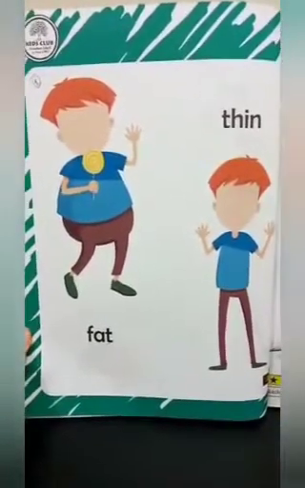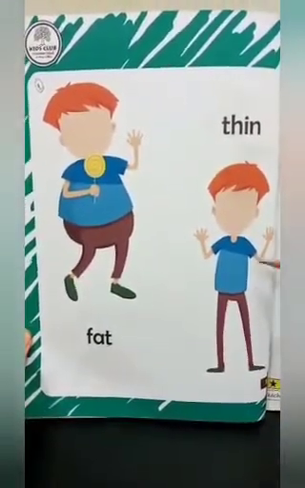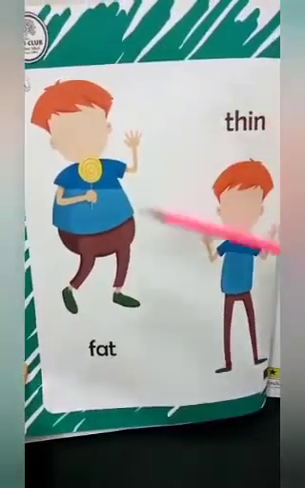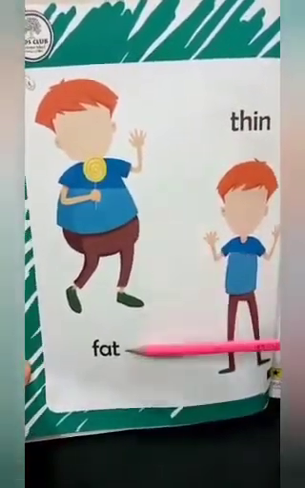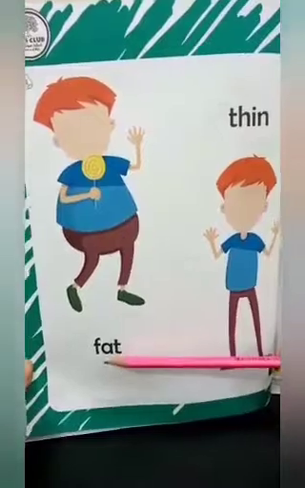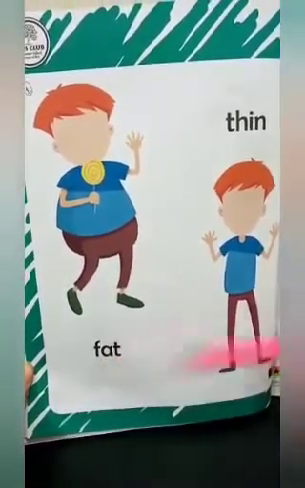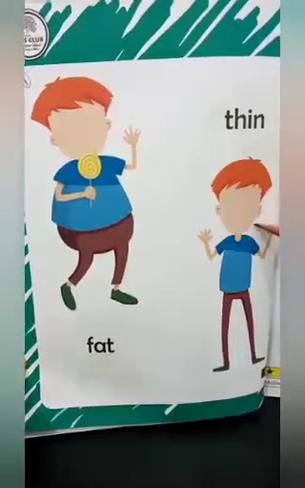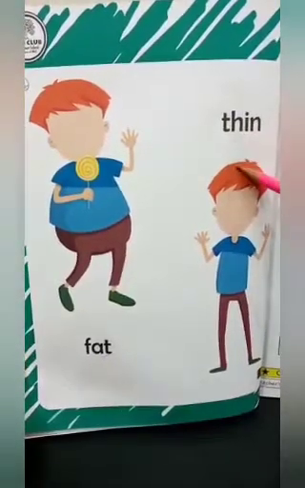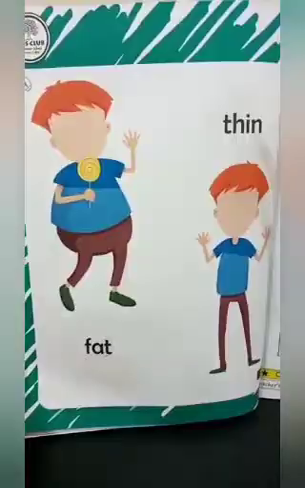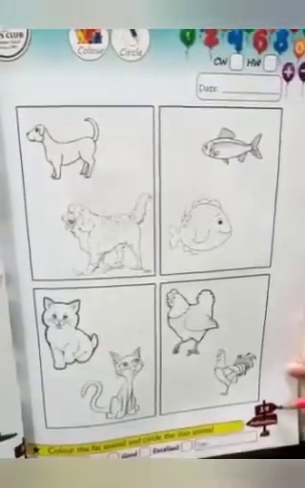Let's look at page number 18. There are two boys. This one is fat. Fat. This boy is thin. Thin.